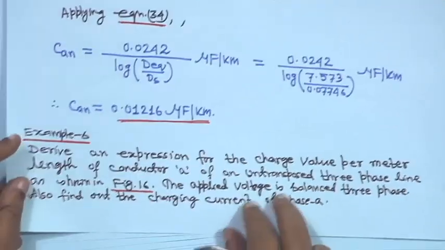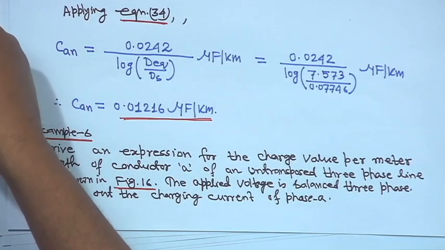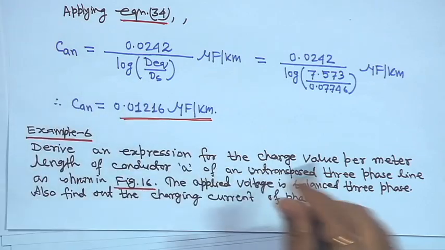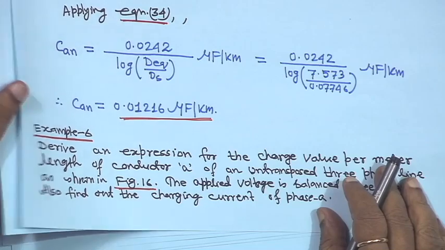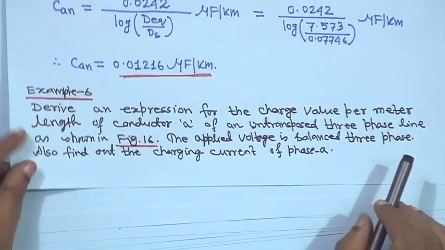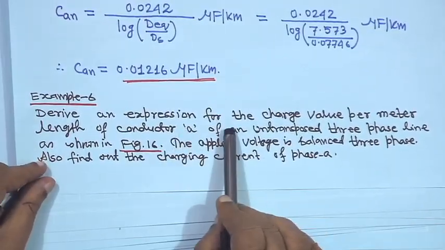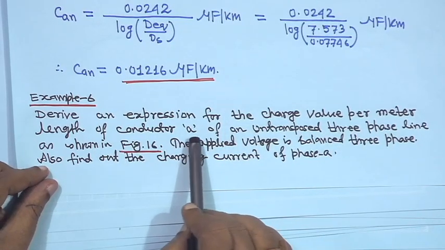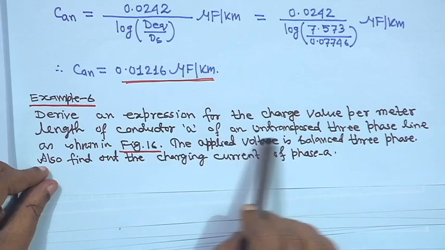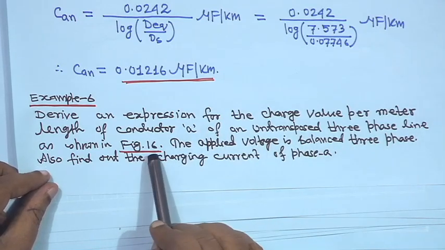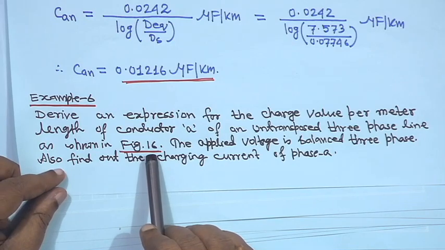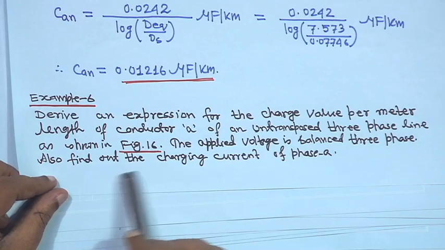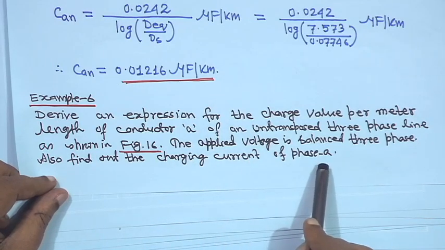So, all the varieties of problems I showed, and another one, it is not a difficult one, but a simple one: derive an expression for the charge value per meter length of conductor A of an untransposed 3-phase line as shown in figure 16. I will show you the figure 16. The applied voltage is balanced 3-phase. Also find out the charging current of phase A, right.